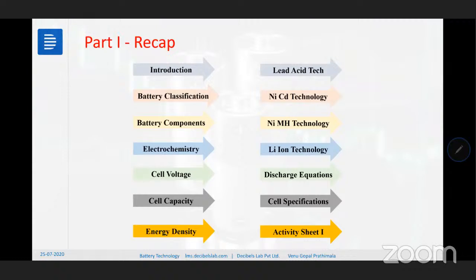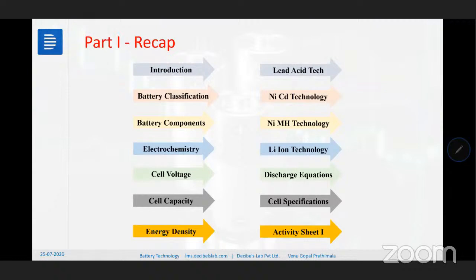Then we moved on to battery components. What are the important components in the battery? Cathode, anode, electrolyte, and the safety components inside the cell, and the cell casing. We discussed the battery components, and also PTC and CID, which are safety components inside the cell.